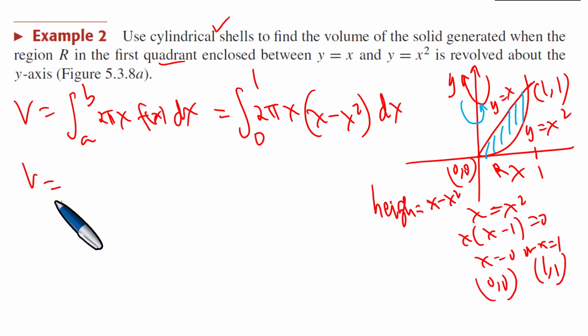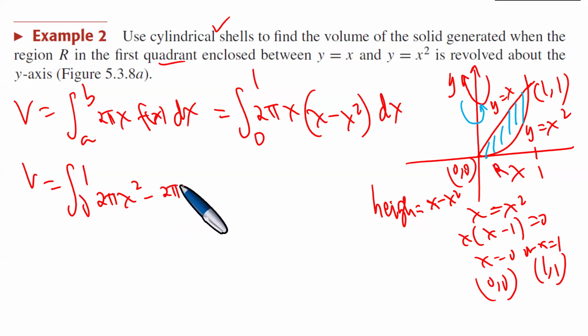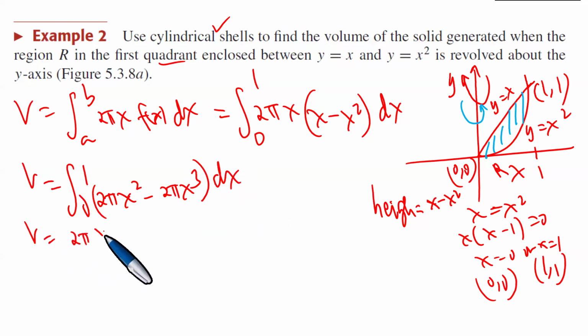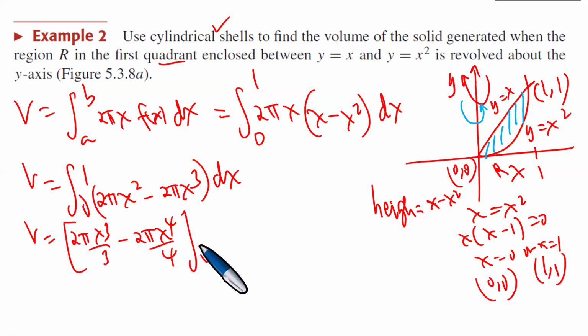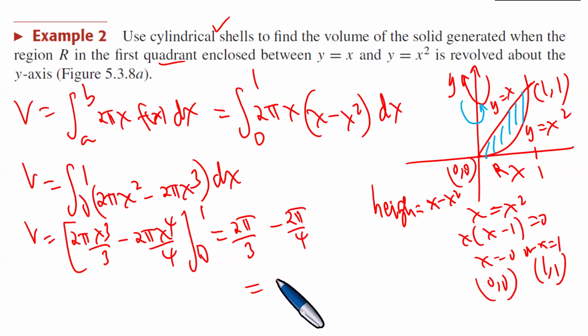Right, so which means the volume is the integral from 0 to 1, 2 pi x squared, 2 pi x cubed, dx, which is 2 pi x cubed out of 3, 2 pi x to the 4th out of 4. You plug in the 1, 2 pi out of 3, 2 pi out of 4. Okay, so yeah, you can do your addition.